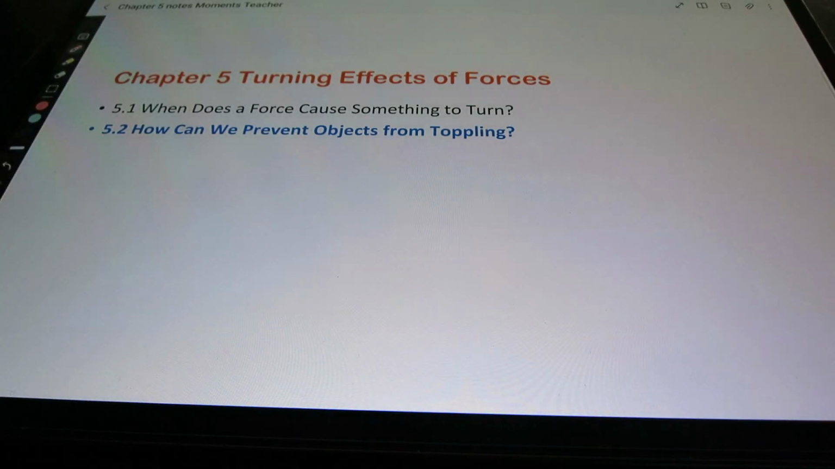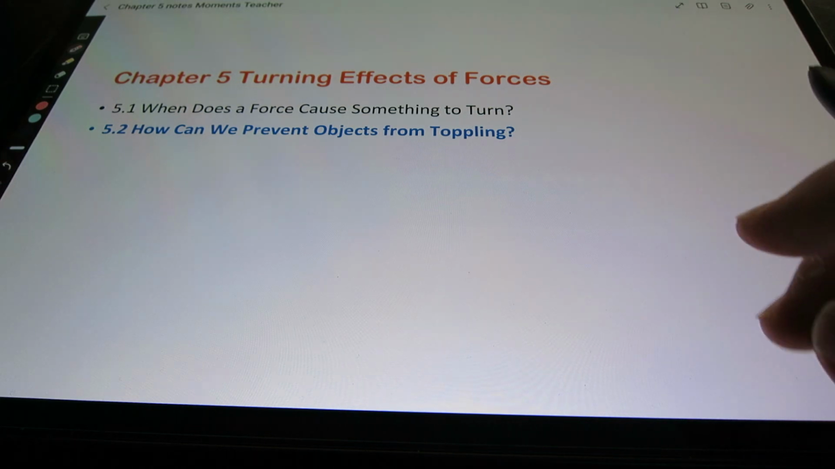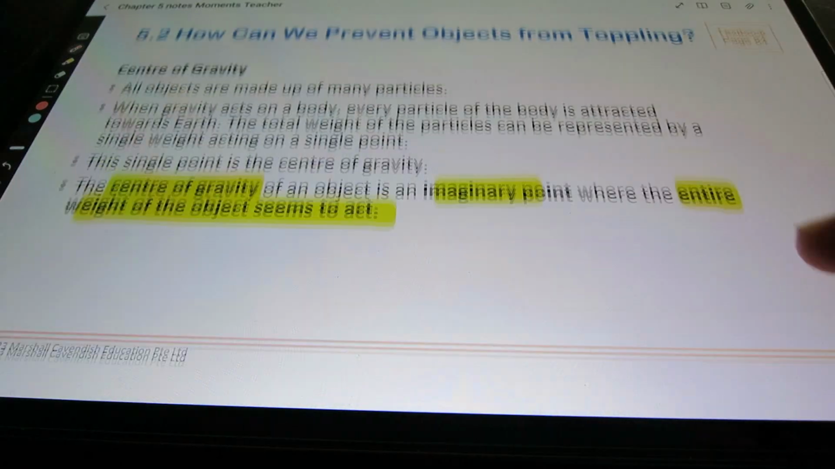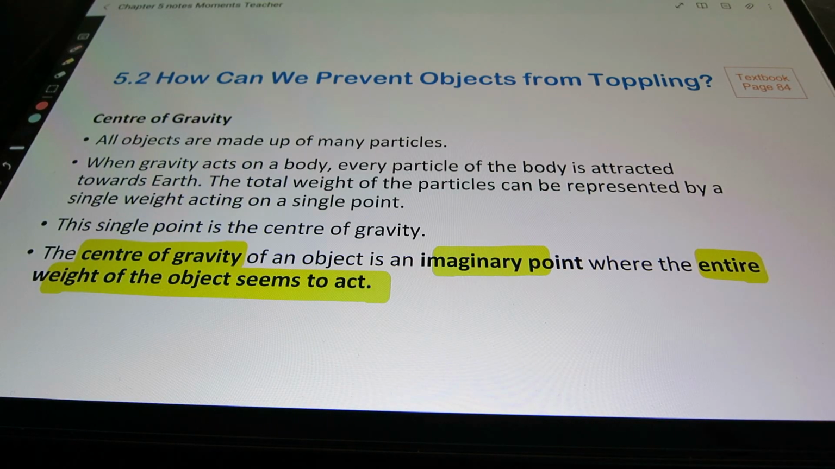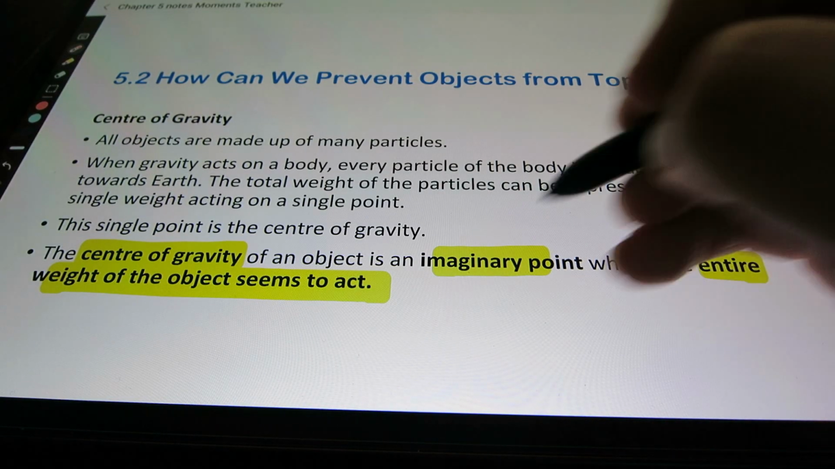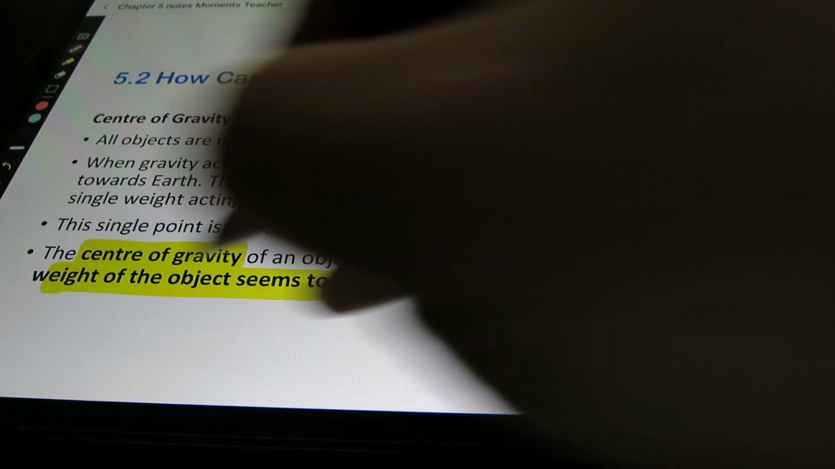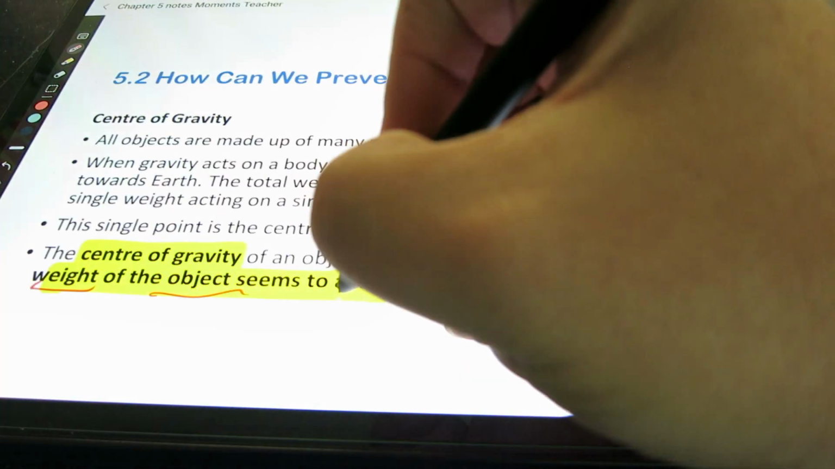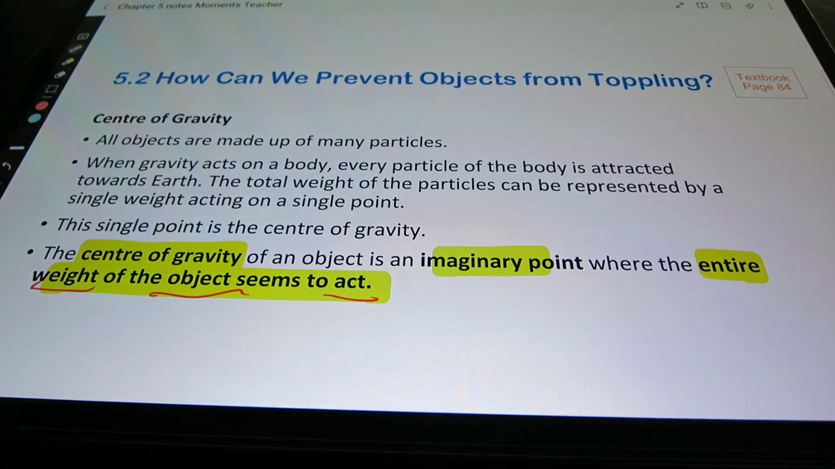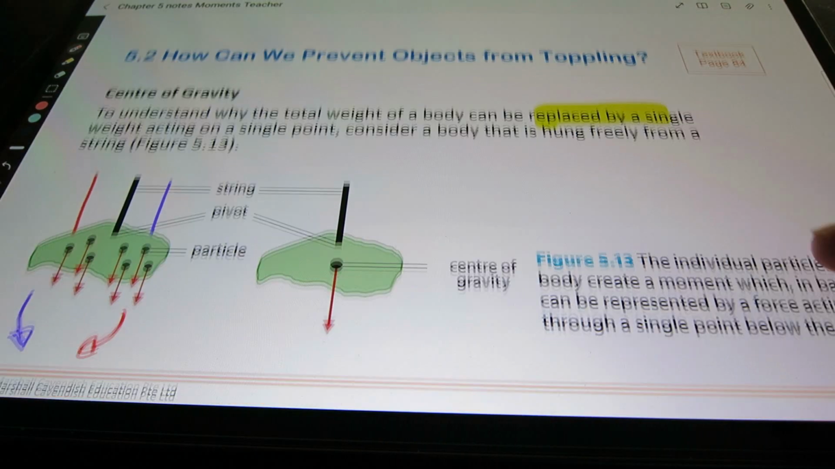Alright, which brings me to the second half of this chapter, which is talking about center of gravity and stability. So let's talk about what center of gravity is. The center of gravity of an object is an imaginary point from which all the weight of the object seems to act. I'll explain a little bit what this means.